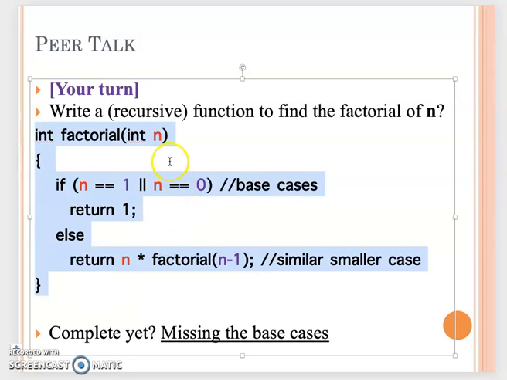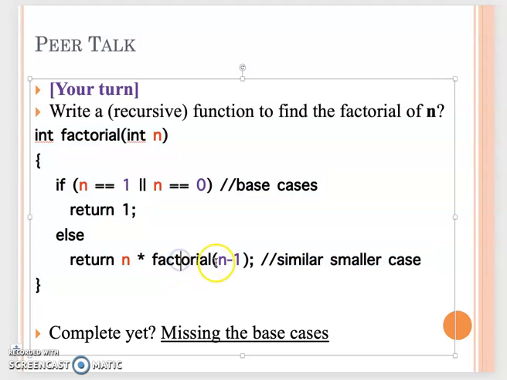So you see, when I pass in n to the factorial function, it has base cases, and for those base cases we use an if-else statement. When n equals 1 or equals 0, I return 1. Otherwise, I return n times a call to the factorial function again, but with a smaller piece: I pass in n minus 1.